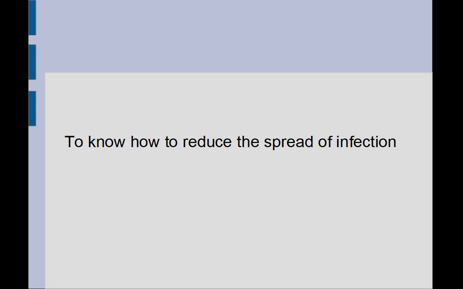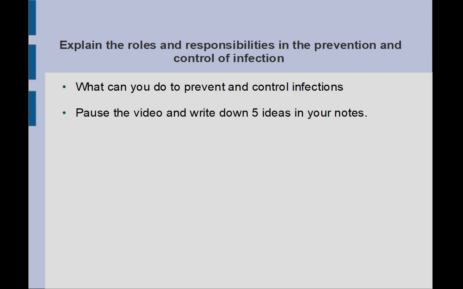So moving on, you want to know how to reduce the spread of infection. We need to explain the roles and responsibilities of yourself and the employer for the prevention and control of infection. First of all, what can you do to prevent and control infections? Pause the video and write down at least 5 ideas in your notes. Make sure you've labeled them, that it is responsibilities, let's say my responsibilities for the prevention and control of infection.